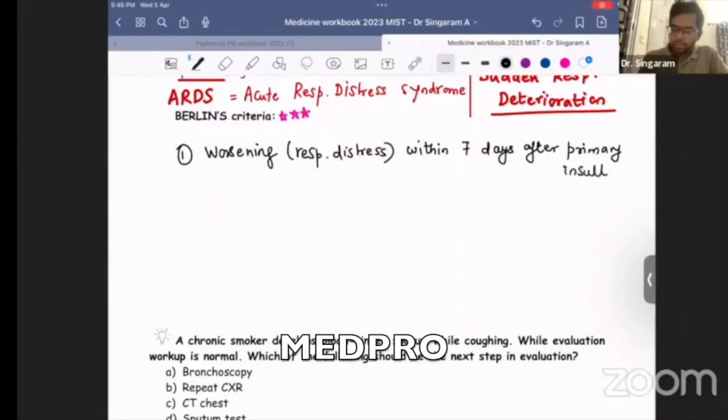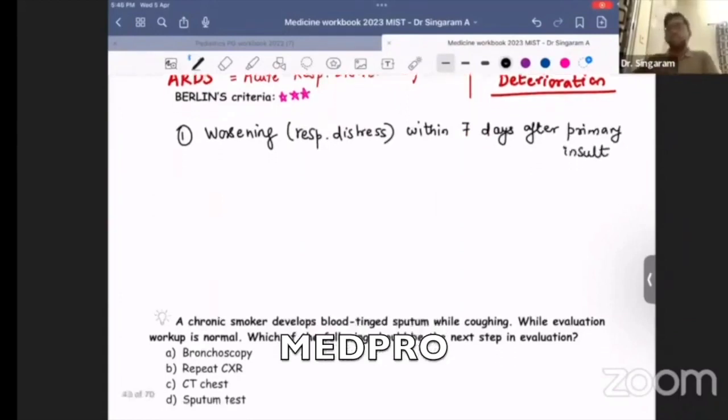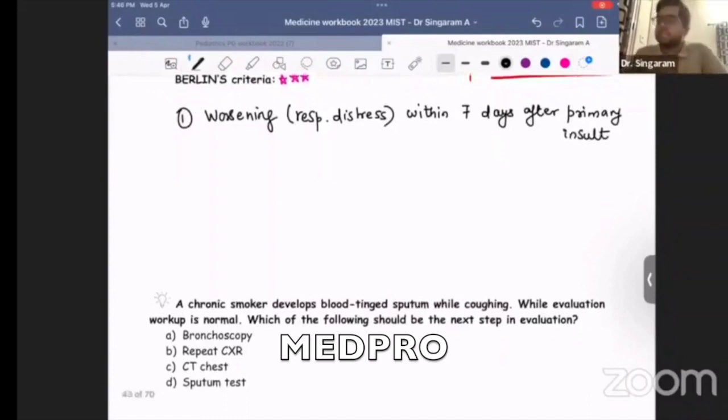Okay, within 7 days after the primary insult. What is that? Primary insult may be anything. It may be in the form of sepsis, COVID infection, pneumonia, trauma, anything like that. Any patient who had some other problem. Now, within 7 days, he is having a worsening of the respiratory distress.